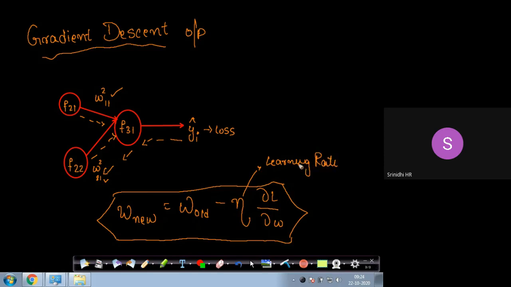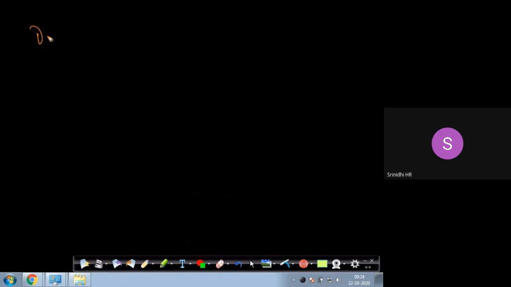Are you understanding? Yes, sir. Okay, so how do we find the gradient? You need to understand this is our learning rate, and here I have dL/dw. What is the general meaning of derivative here? Derivative means it is finding the slope.